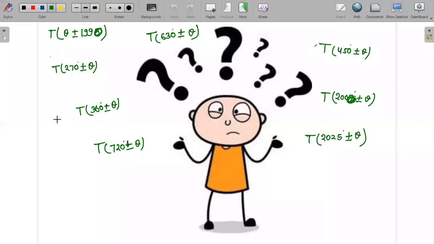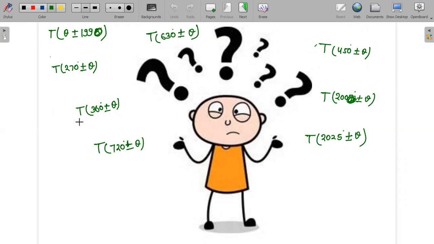Hello student. In the last class, we finished the reduction formulas corresponding to angles 90 plus or minus theta, 180 plus or minus theta, or plus or minus theta simply. In this lecture, I am going to extend our discussion of reduction formulas to more integral multiples of 90.